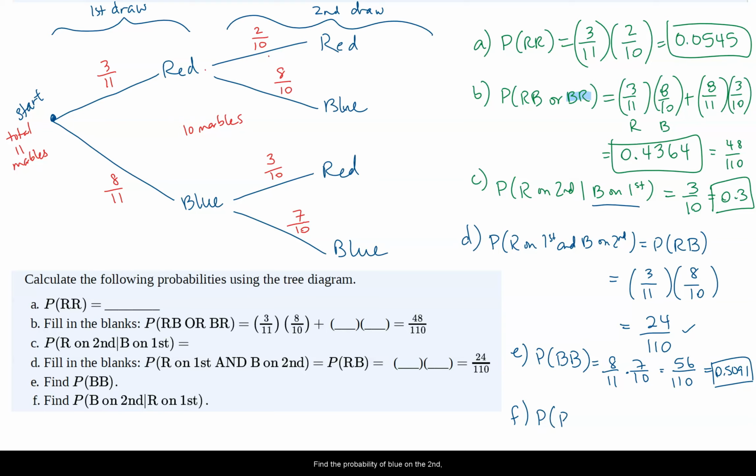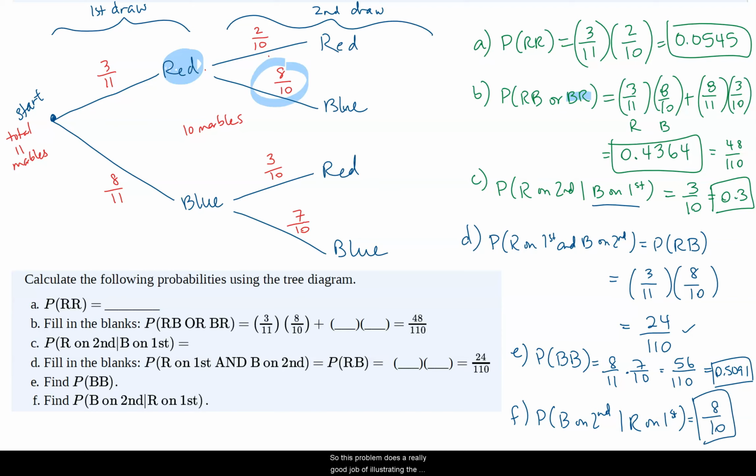Find the probability of blue on the second given red on first. Red on first, we're here. We already drew the red. We had a 3/11 probability of drawing the red, but we know we have a red. Now what's the probability that we draw blue on the second draw?